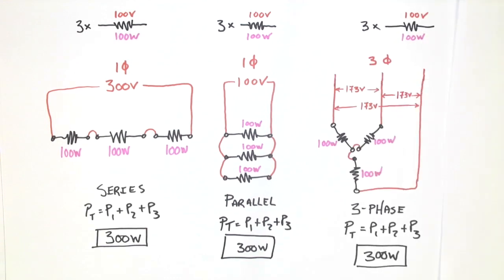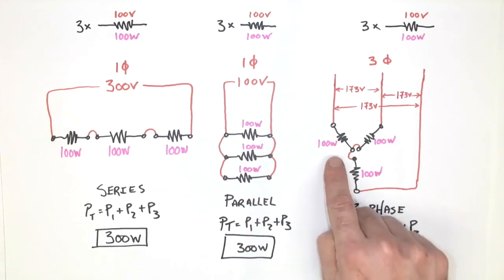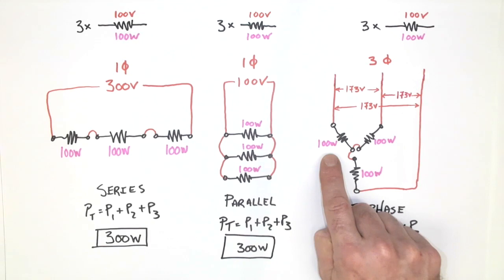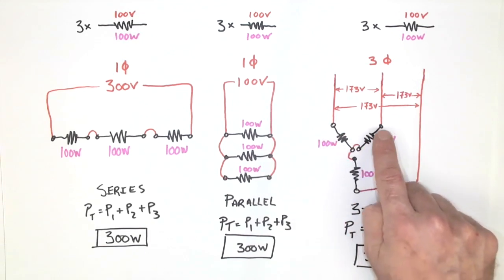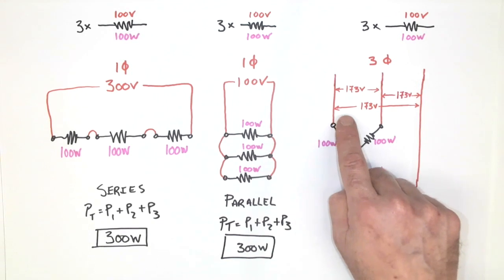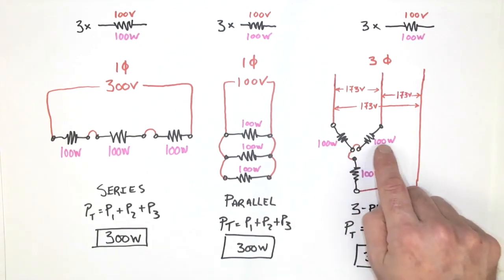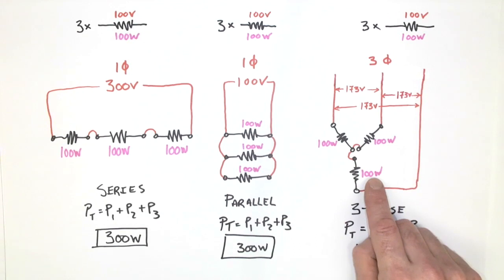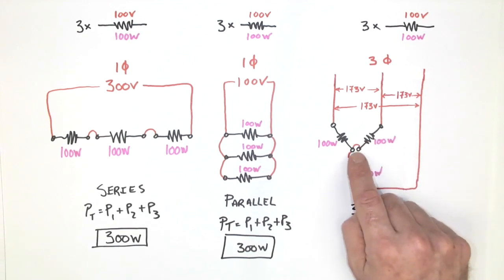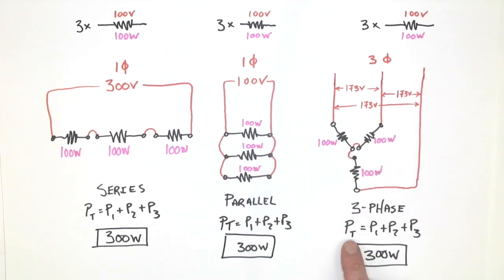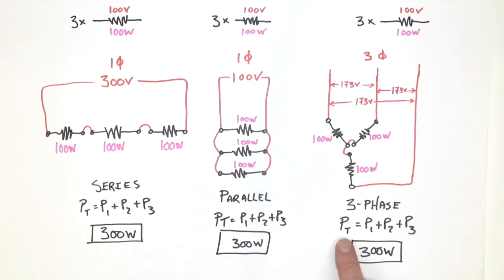Now let's take a look at a system that's three-phase. I now have three individual 100-volt rated 100-watt resistors. They're connected in Y, and I've connected them to a three-phase source that's 173 volts line to line. Now, each one of these is getting its rated voltage of 100 volts because it's in the phase. And because of that, the power relationship remains consistent. P1 plus P2 plus P3 equals 300 watts.